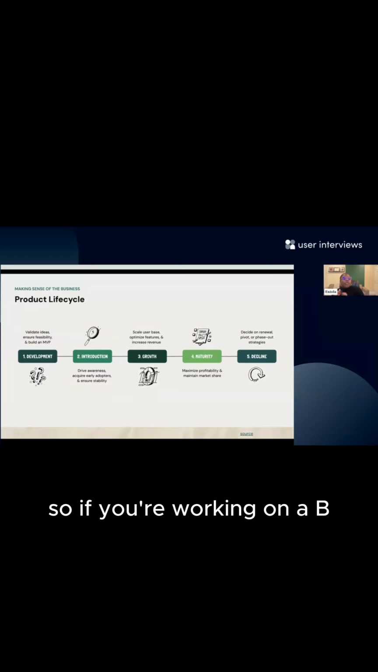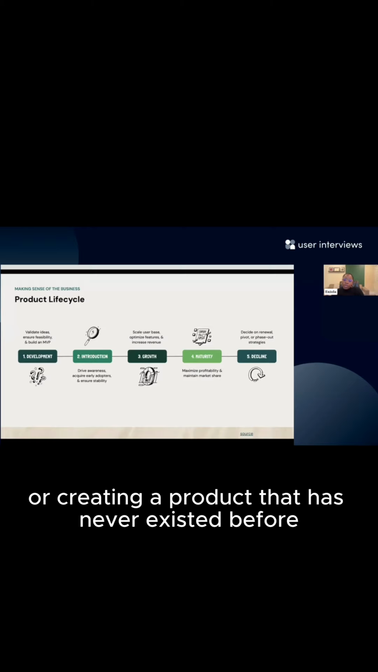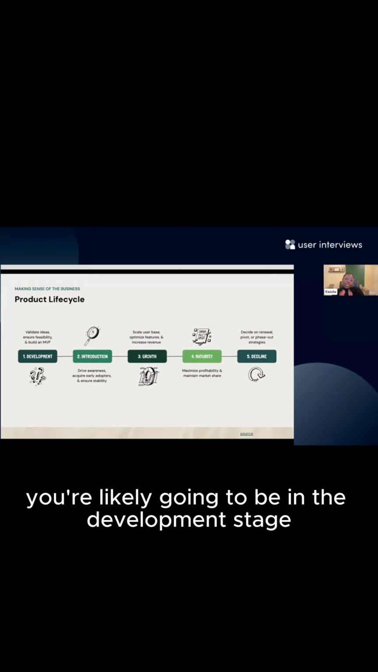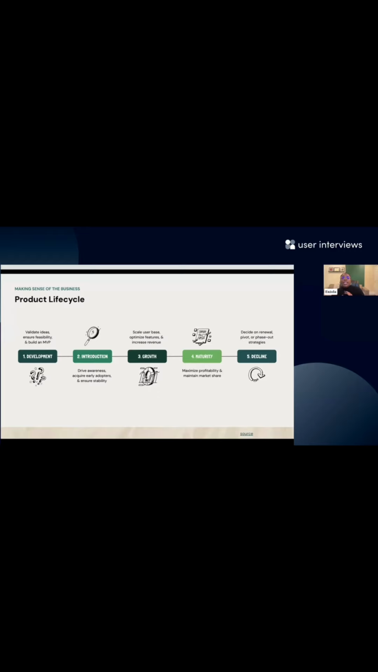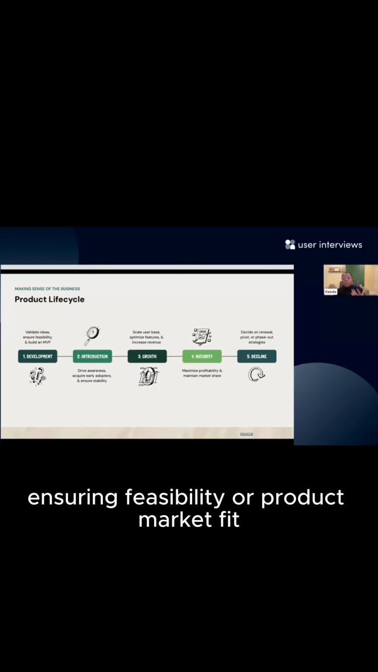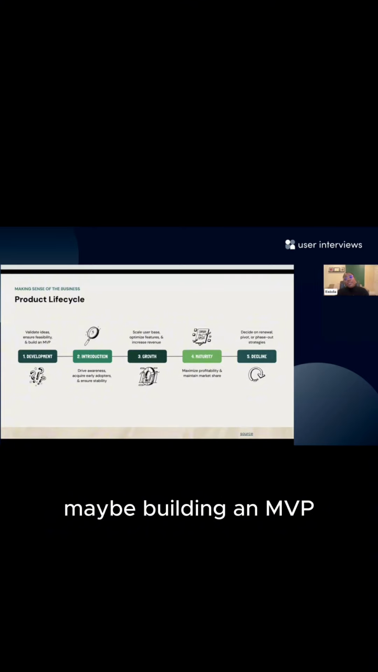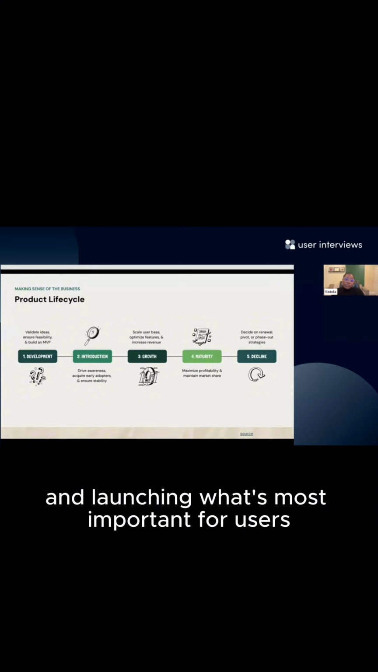So if you're working on a V0 product or creating a product that has never existed before, you're likely going to be in the development stage, right? So the goals here are going to be around validating ideas, ensuring feasibility or product market fit, maybe building an MVP and launching what's most important for users.